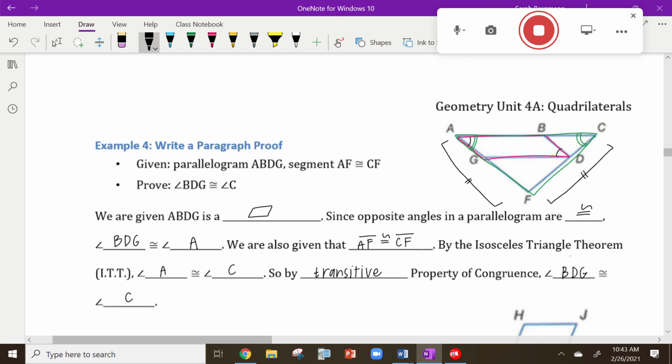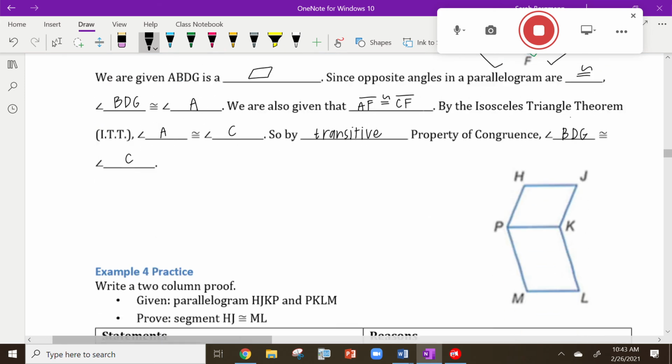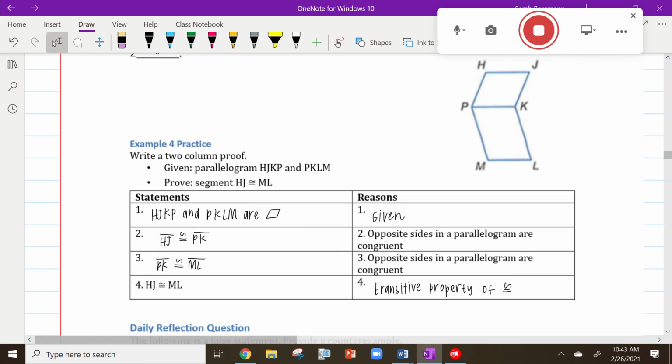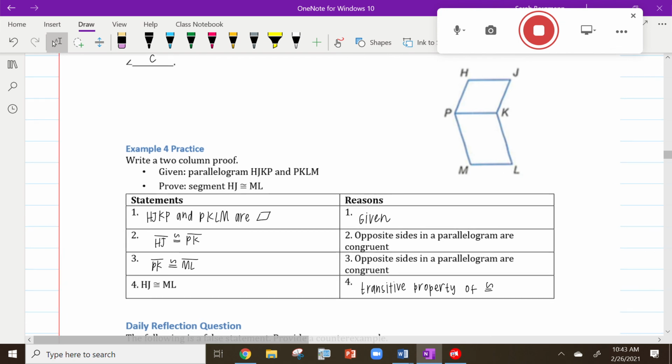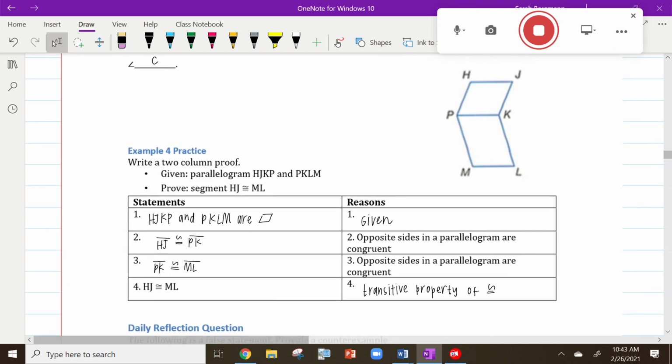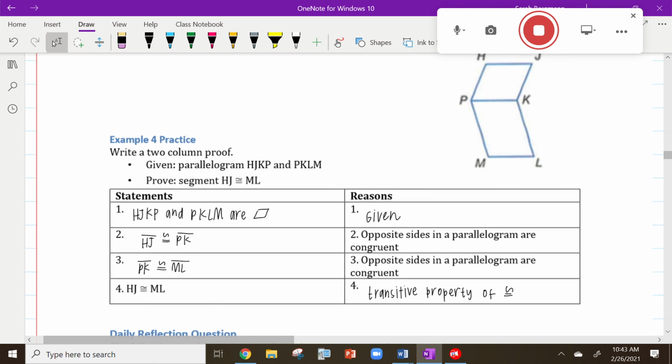Okay, there's another proof for you to try. Here's one correct answer. Remember, there's multiple ways to prove things, so this may not be the only correct answer.